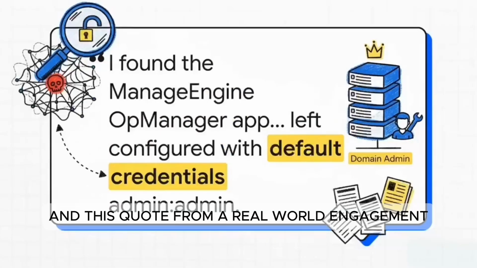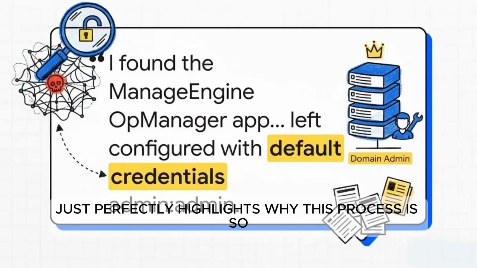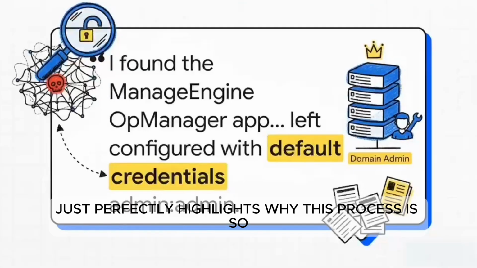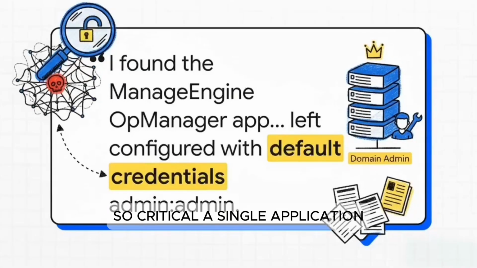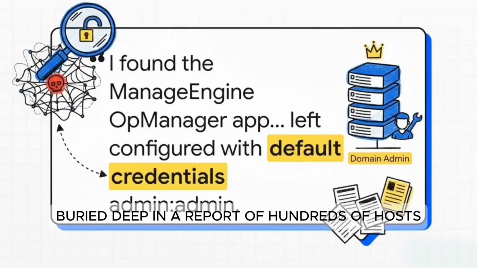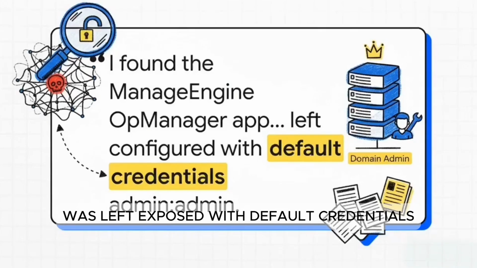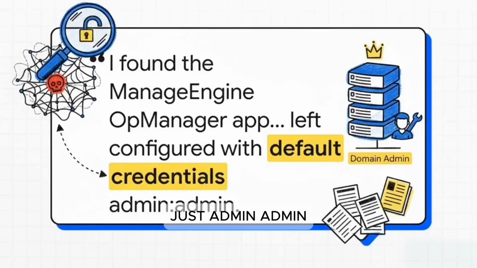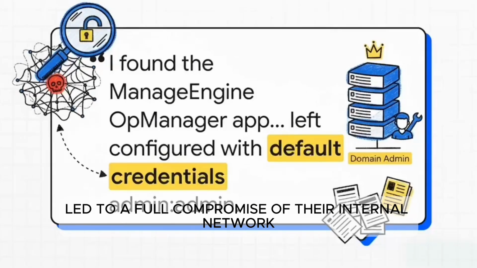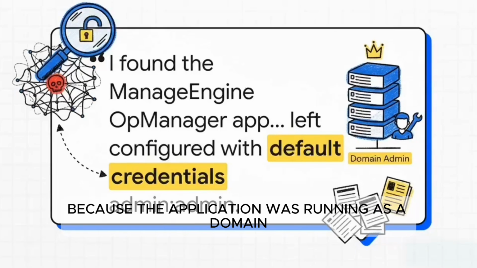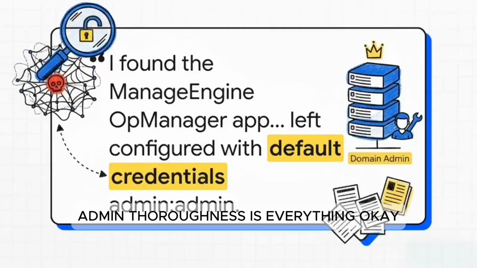And this quote from a real-world engagement just perfectly highlights why this process is so critical. A single application, buried deep in a report of hundreds of hosts, was left exposed with default credentials. Just admin. That one tiny oversight led to a full compromise of their internal network because the application was running as a domain admin. Thoroughness is everything.